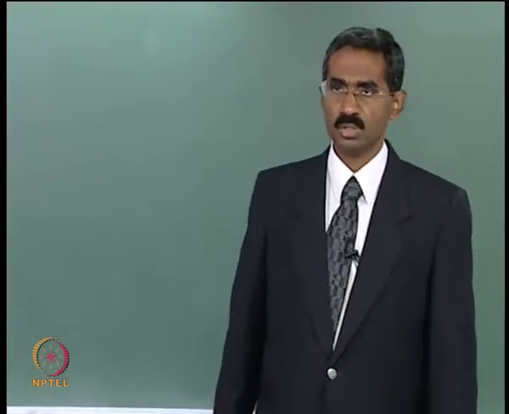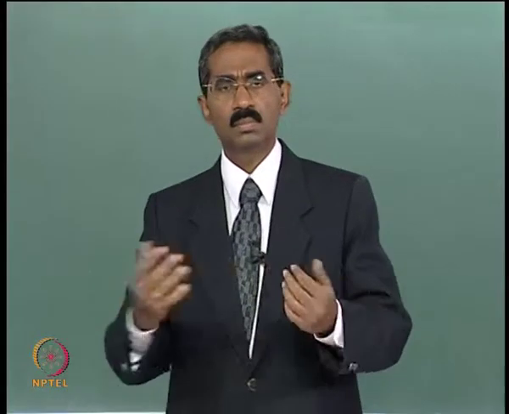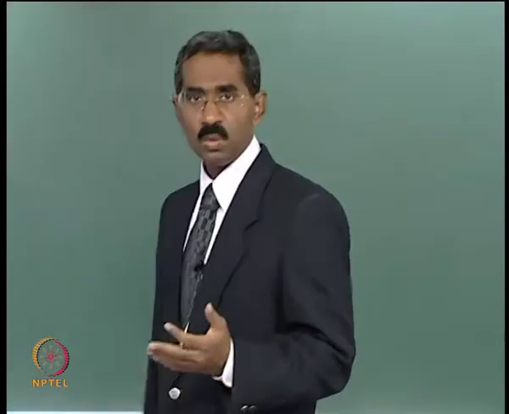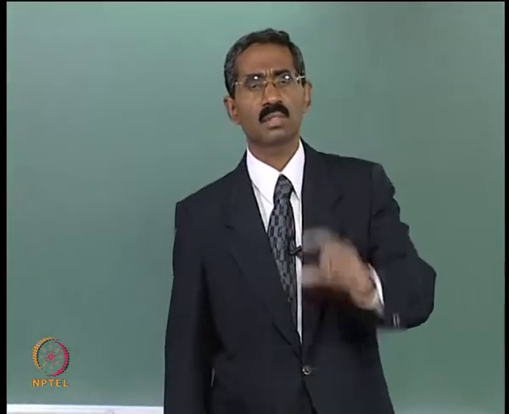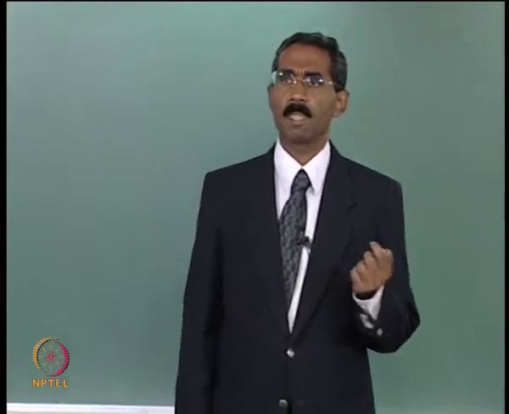So the next category of liquidated damages is due to performance. Liquidated damages due to performance is to compensate for the failure to build a project that operates as agreed. Like I talked about, if the power plant generates lesser capacity of power as compared to what it was originally estimated, then there is a shortfall in performance, and this is basically a performance liquidated damage.